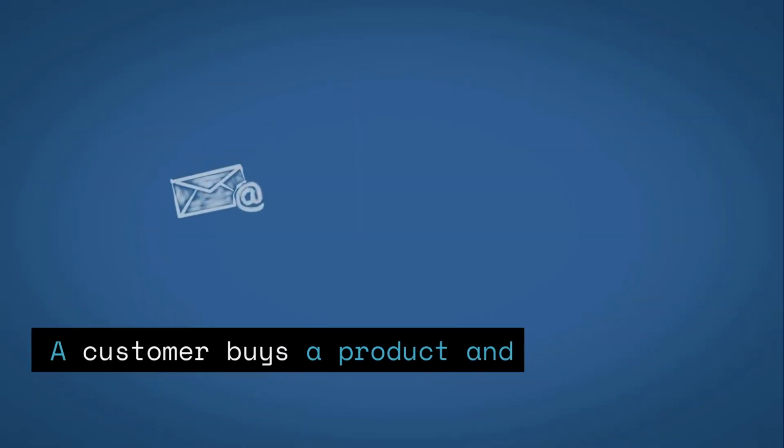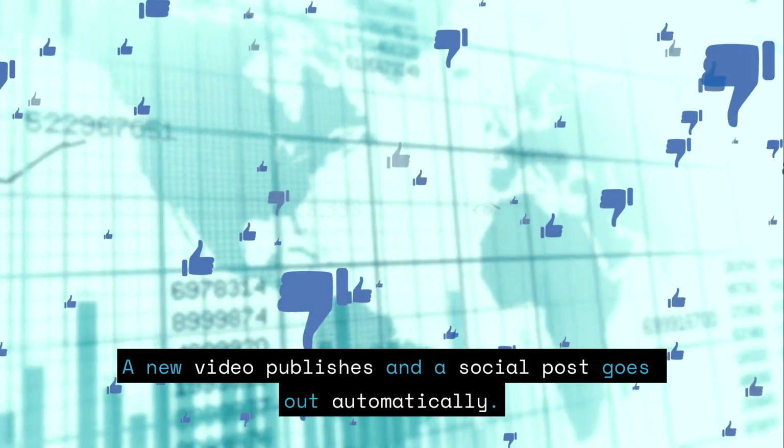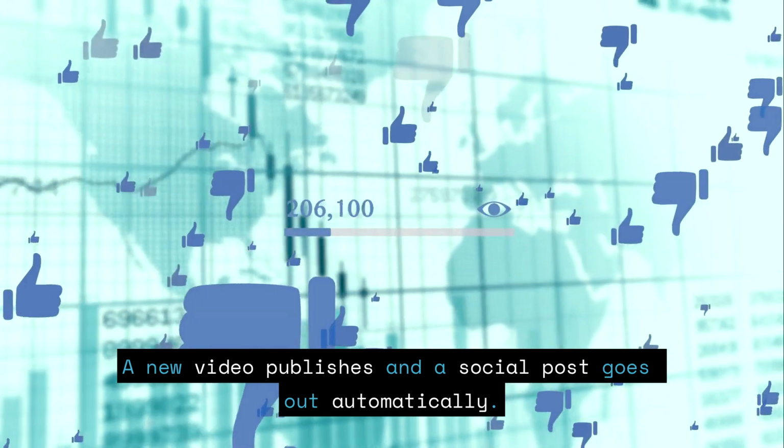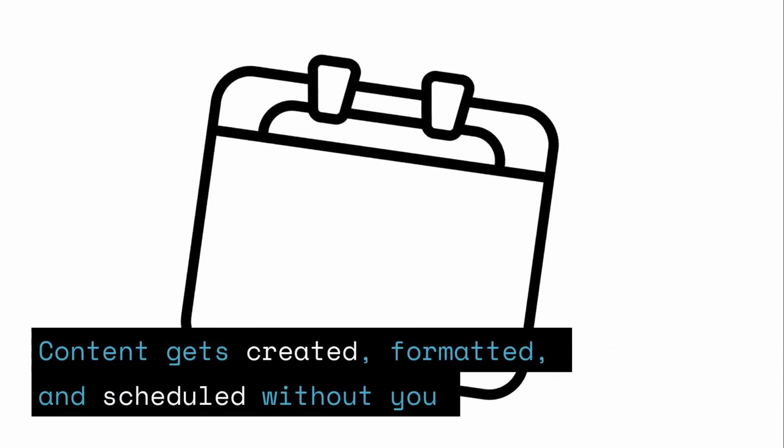A customer buys a product and receives a delivery email automatically. A new video publishes and a social post goes out automatically. Content gets created, formatted, and scheduled without you touching it each time.